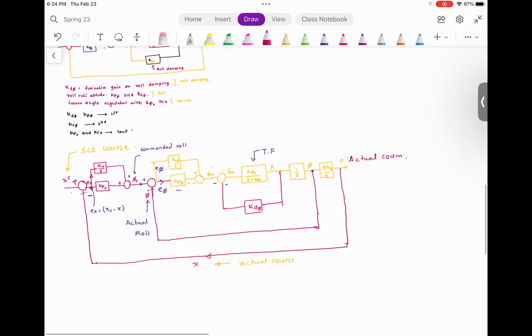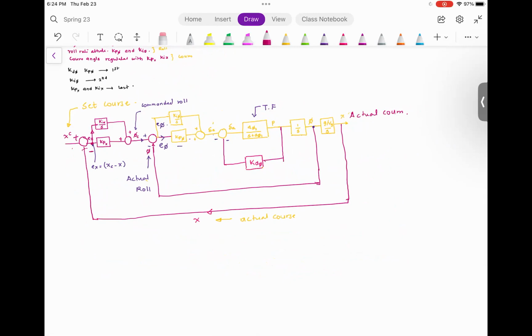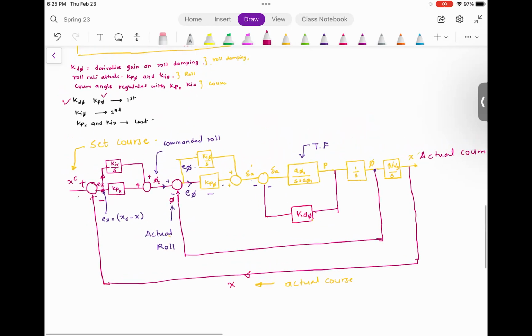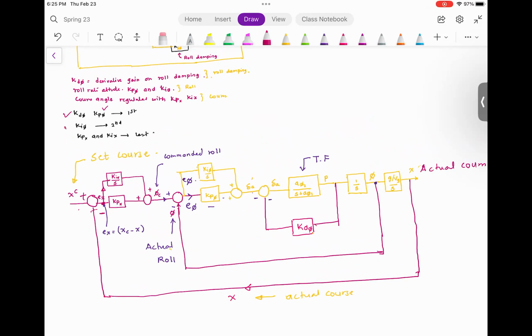Now, if I want to control this, the step is to combine everything. So go from the beginning all the way to the end and design the loops so that you can tune the gains that are present. So what are the gains? You have KD phi and KP phi, you have KI phi, and then you have KP chi and KI chi. So you have some gains on the course. These are the gains on the course.